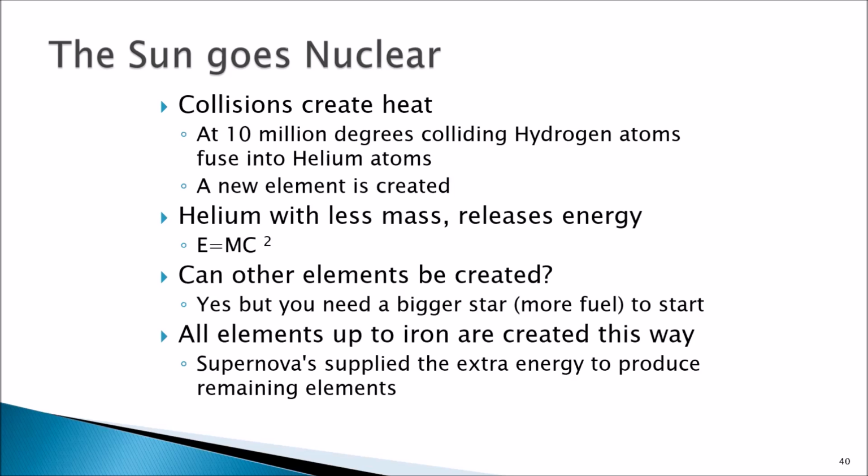So you might ask yourself, well, if you created a new element by fusing two hydrogen atoms, can you create other elements in this manner? And the answer is yes, but you need a bigger star. You need more fuel to get more collisions and to get faster and higher temperatures. So all the elements from hydrogen to iron are created in this manner. It turns out that you need to have a supernova, which has huge amounts of energy, to create the speeds and the temperatures needed to make the remaining elements of the periodic table.